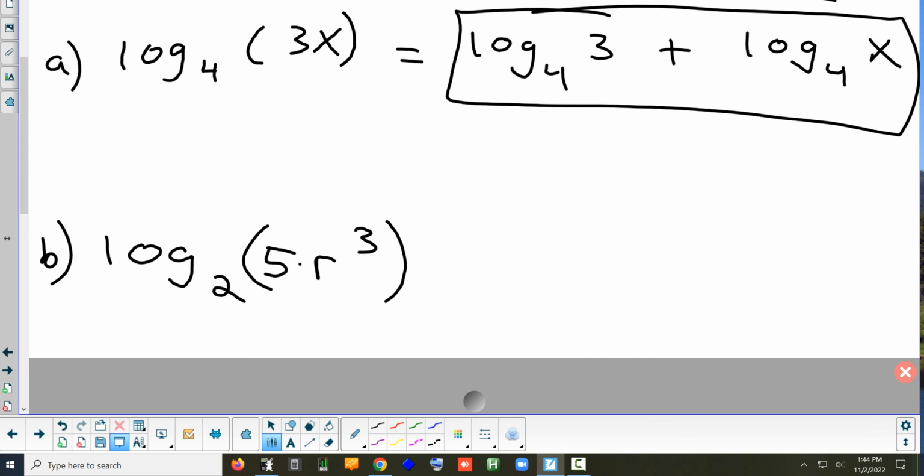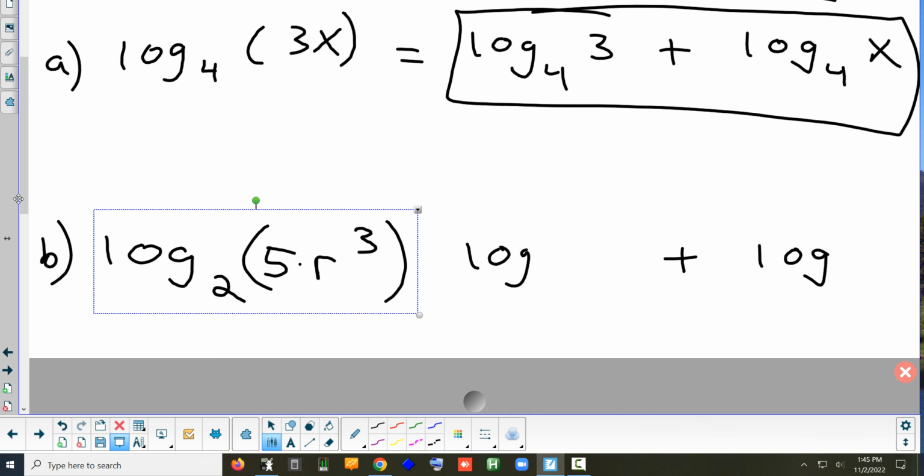Let's look at this one. Log base 2 of 5r cubed. Okay, so Kiana, what are we doing inside the parentheses with the 5 and the r cubed? We're multiplying. So, Tony, when I split multiplication up, does it turn into addition or subtraction? Addition. Yep, it turns into addition. I'm going to be adding 2 logs together. Cameron, what's going to be the base on each log? 2. It's the same as the base that I started with.